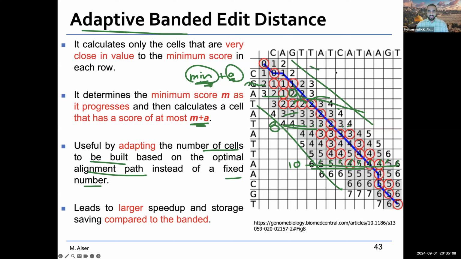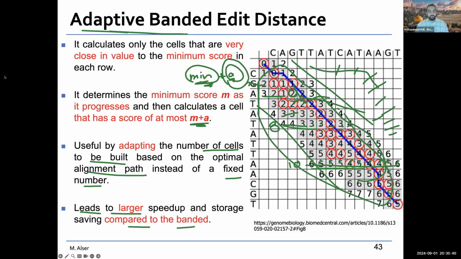So if the path is going this way, you will see the calculated cells will always be around the backtracking path, right? And this way, we really need not to worry about the path, but still we need to determine the best value for A, okay? And that also, as you can see, leads to larger speed up and storage saving compared to the banded because we calculate much fewer cells compared to the original edit distance algorithm.